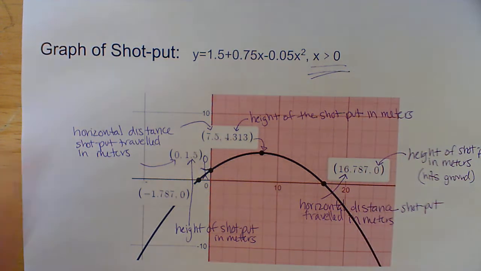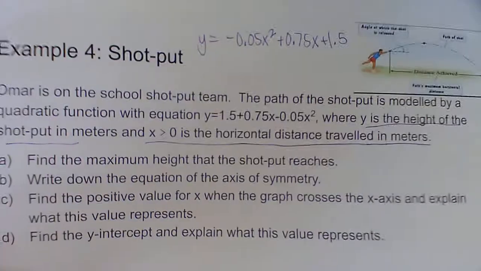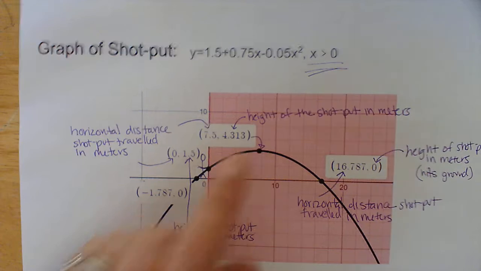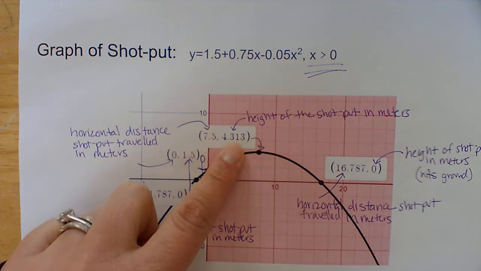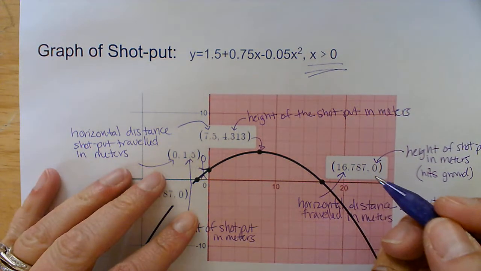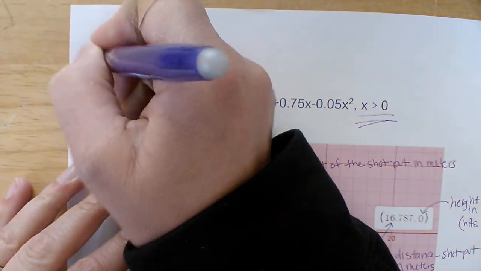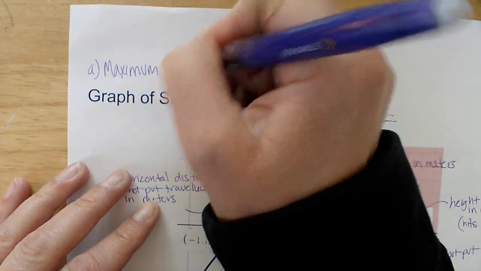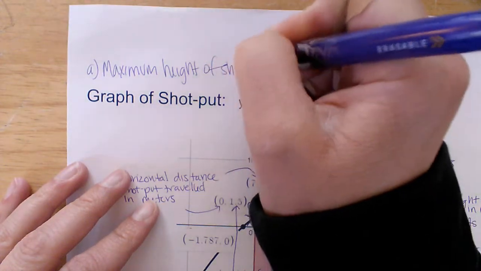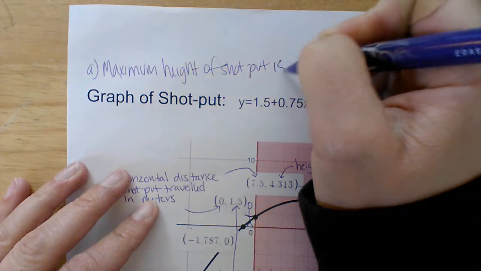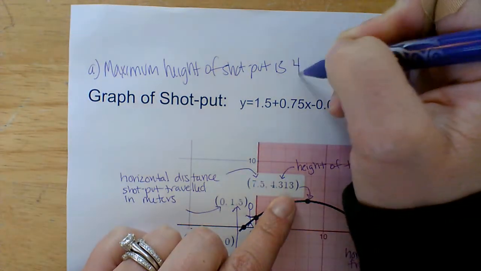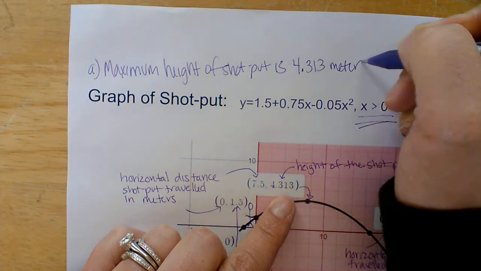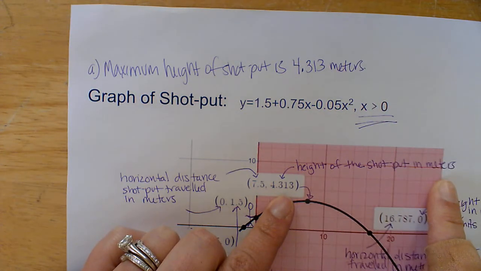Okay, so let's first, part A, find the maximum height. So maximum height, here we have right here. Let's look. This is the horizontal distance. That's the max height. So let's put part A, maximum height of shot put, and I like to put of what, is 4.313 meters. And it's nice because I label it all right here, so you have it.